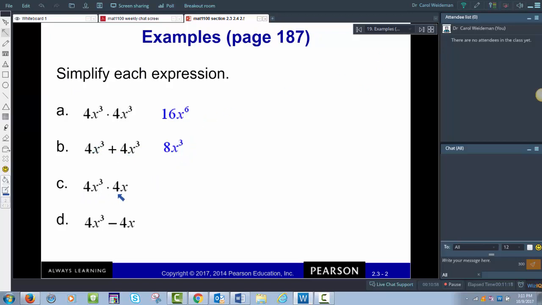Again here, I'm multiplying. So I'm going to multiply 4 times 4 gives me 16. When there is no coefficient next to the variable, we know that's the coefficient of 1. So we're going to get here 16x to the 4th. And then notice the difference in D, we're subtracting. Now these are not like terms, so we cannot combine them, and the answer is the same as what we started with. These are not like terms. This is an x cubed term and this is an x term. We can't combine them, so our simplified answer is the same as the original problem.